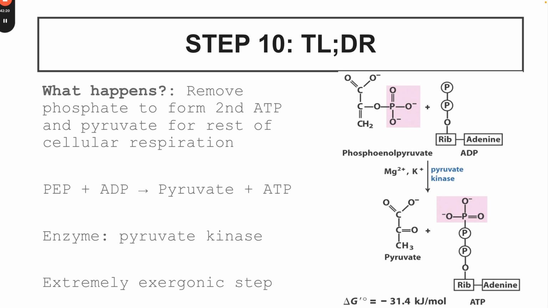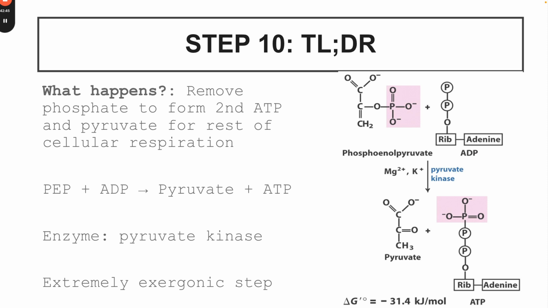So we remove a phosphate to form a second ATP and pyruvate for the rest of cellular respiration. This is our second ATP synthesis in glycolysis, along with step 7. And we have phosphoenolpyruvate and ADP. That makes pyruvate and ATP. The enzyme is pyruvate kinase. Kinase, I've said a million times, is probably with ATP.